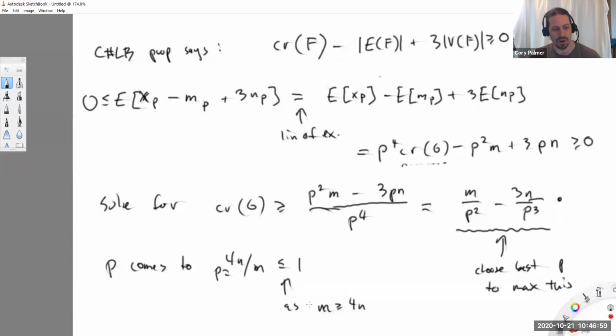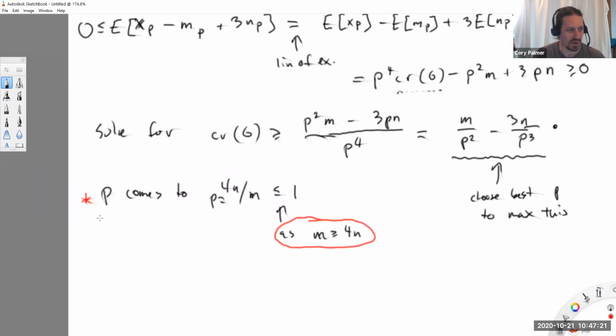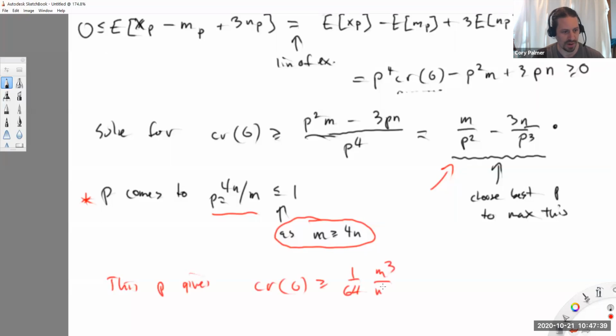So the proof still works even if I'm outside of this range here. Everything will still work. We only use this at the end. It's just that the maximal value of p is at a quantity we can't achieve, and so you just have to take some other p and the answer is ugly. But as long as we can get p to this thing, we get the optimal. Obviously I'm not going to do this, but it's just simple calculus. If you plug that p into here, you'll get exactly what we want. This p gives that the crossing number of G is at least 1/64 m cubed over n squared. Okay, that's the end of the proof there.